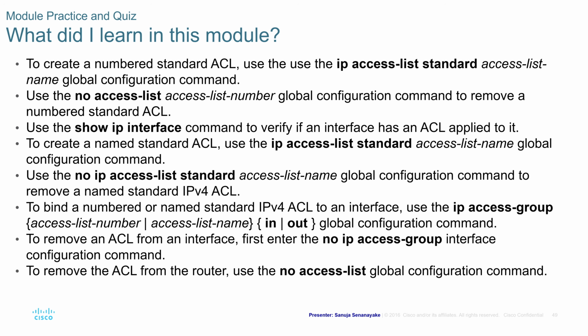We also learn about how to remove ACL from an interface with again using the no as a keyword in front of the IP access-group, this time in the interface. We learn about how you can also remove the ACL from the router with the use of the no access-list in the global configuration command that will remove the entire ACL list.